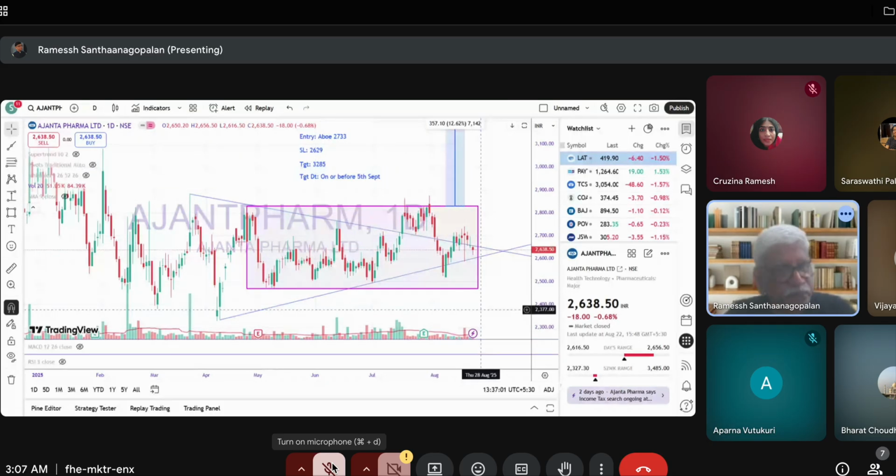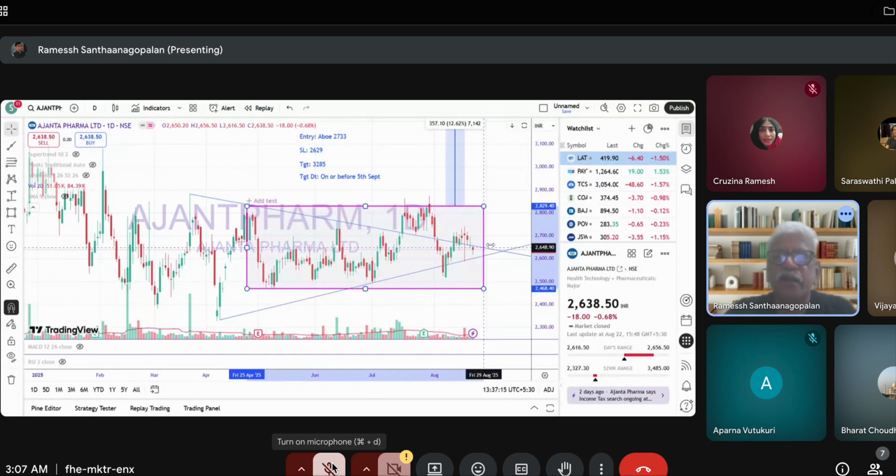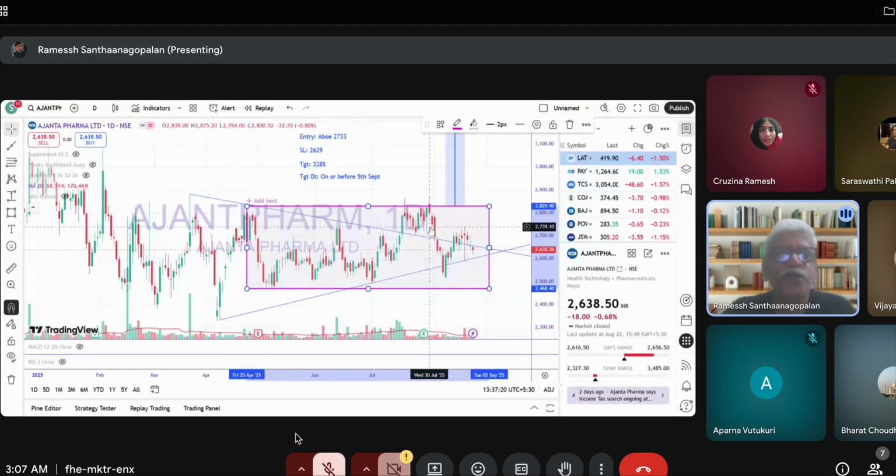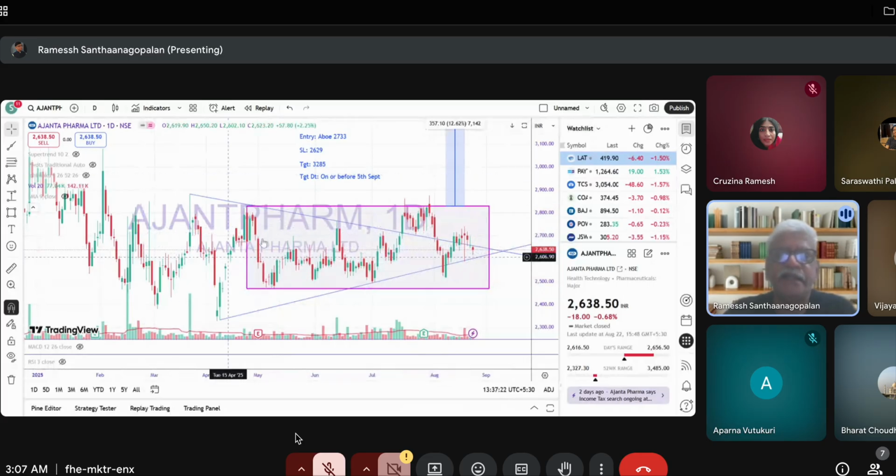But the date range you cannot do right now. Why? Because you don't know. So you need to wait for the stock to reach somewhere here. Then you can put the date range and say that it is going to take that many days. Because I have calculated, see, here I have put all these things based on the triangle only. So the stop loss was 2629. Somewhere here it touched.